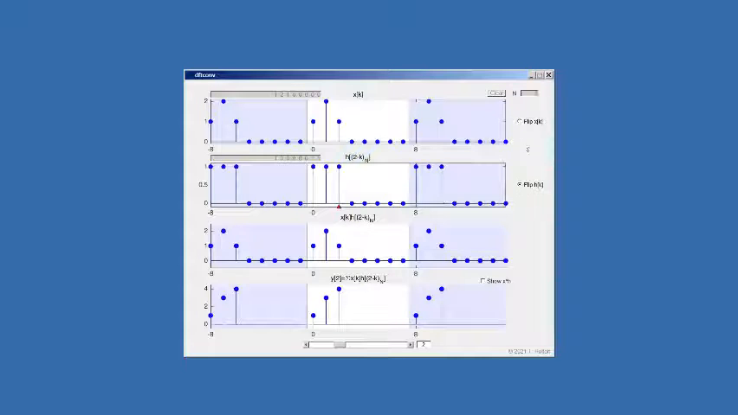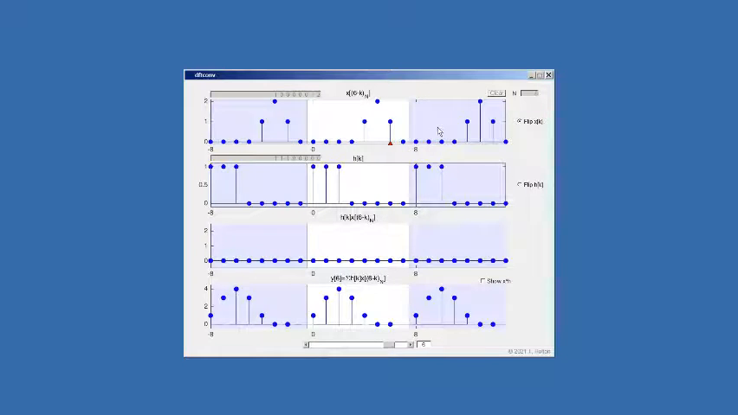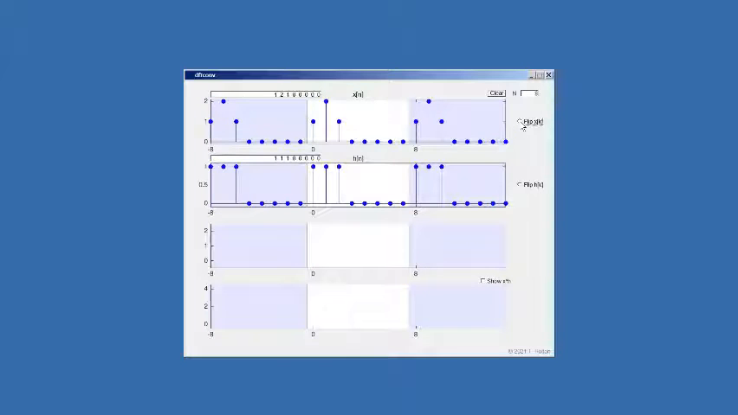By flipping x instead of h, you can demonstrate the commutative property of circular convolution. Finally, you can demonstrate that time domain aliasing occurs when the length of x plus the length of h exceeds the length of the DFT, which is n.